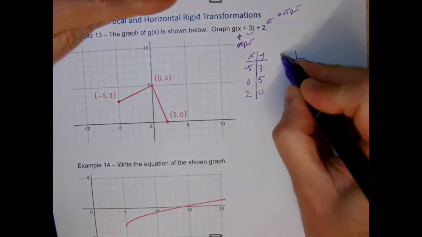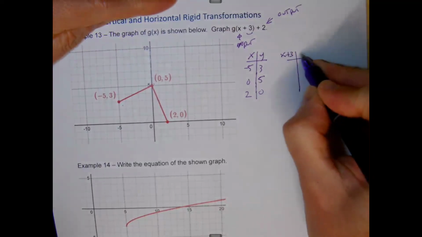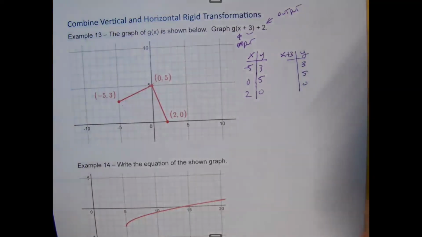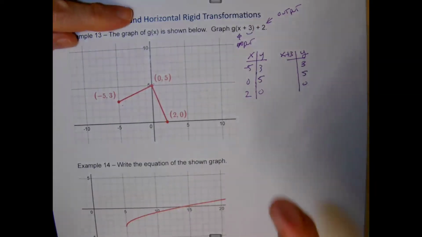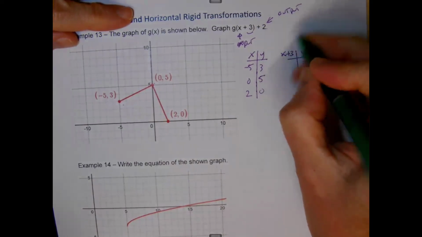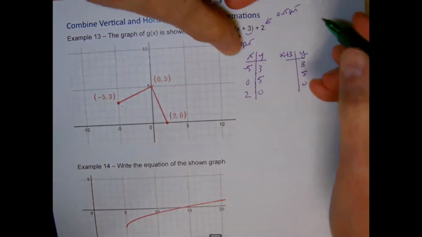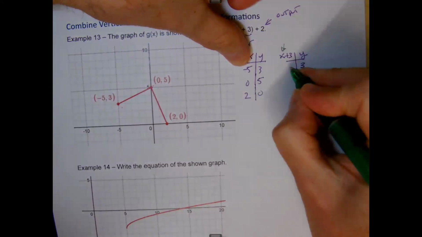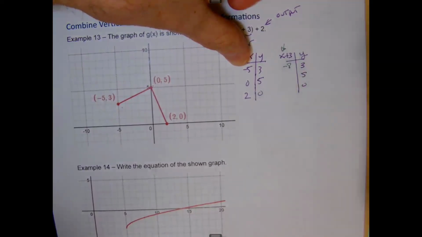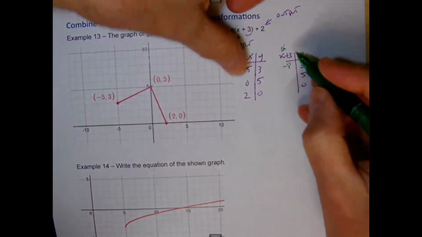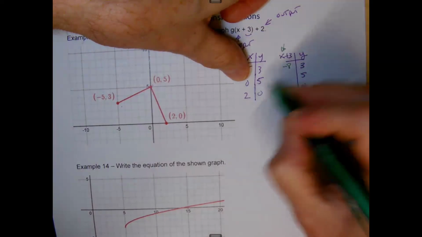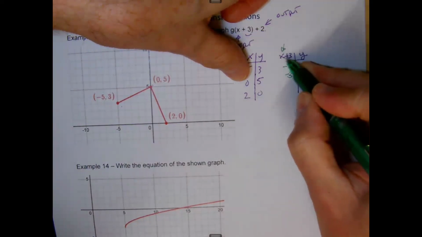So if I apply, for example, x plus 3, I know the y is going to stay exactly the same, so I'm going to leave this alone. Could I do this at the same time? Sure, you could. But for now, don't. So again, what do I need to enter here to get -5? Well, if I enter -8, -8 plus 3 is -5. What do I need to enter here into this function to get 0? Well, if I enter -3, -3 plus 3 is 0.